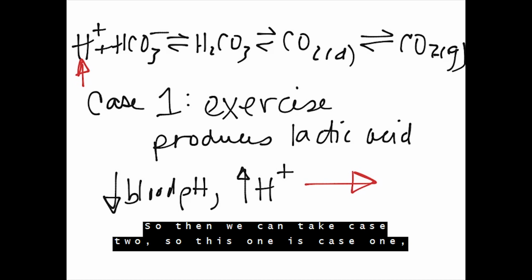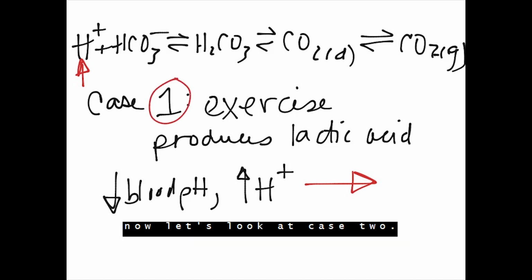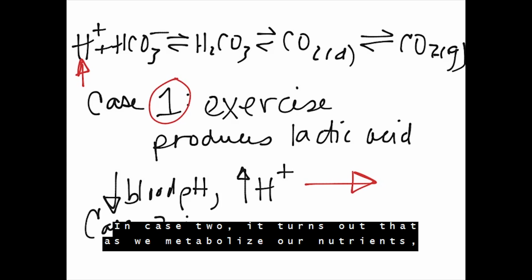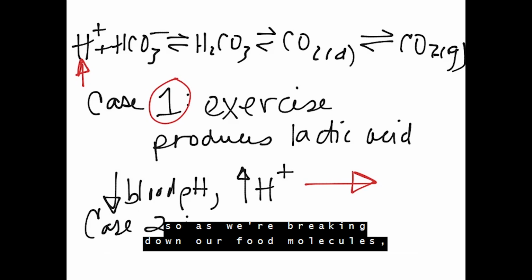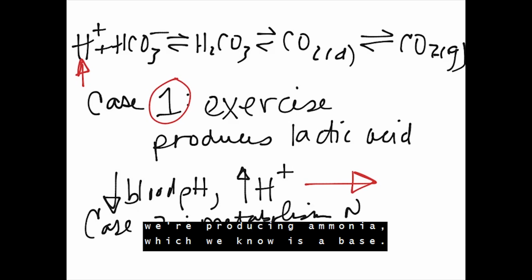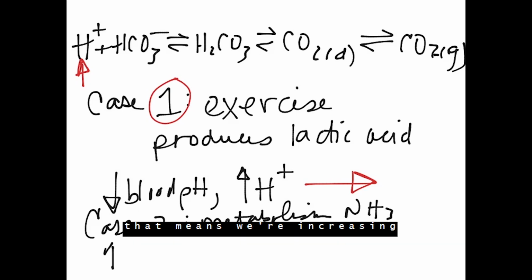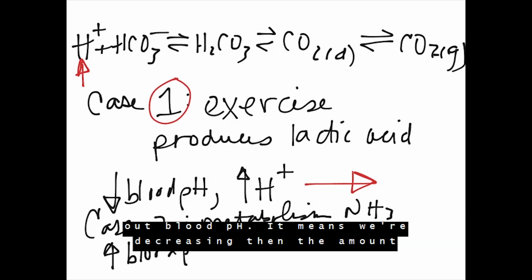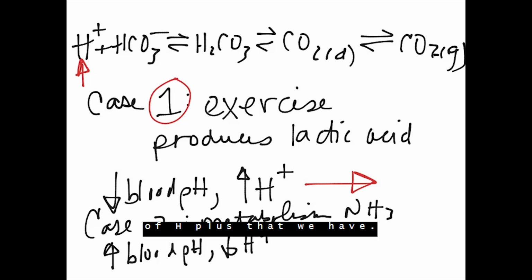So this one is case one. Now let's look at case two. In case two, as we metabolize our nutrients, as we're breaking down our food molecules, we're producing ammonia, which we know is a base. And if we're producing ammonia, which is a base, that means we're increasing our blood pH. It means we're decreasing the amount of H plus that we have.